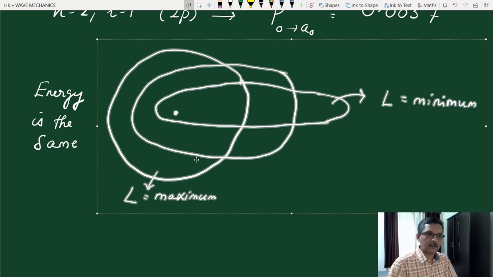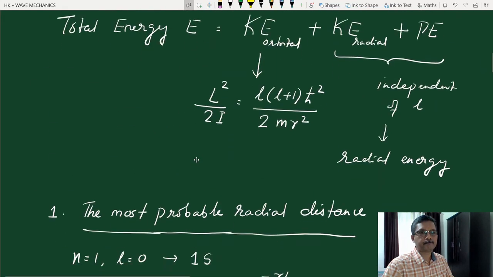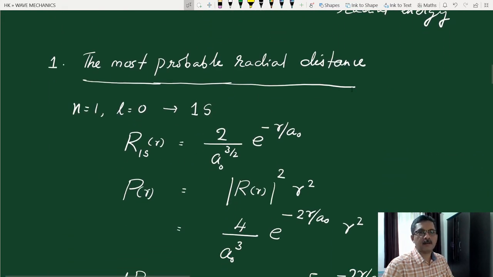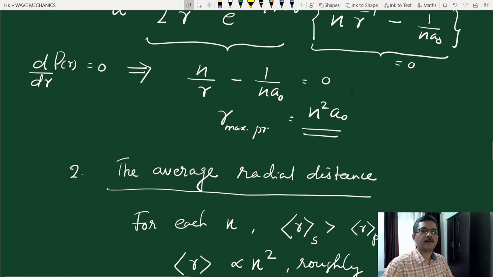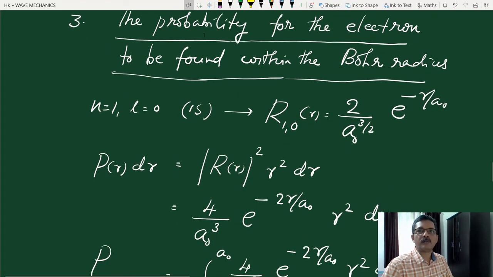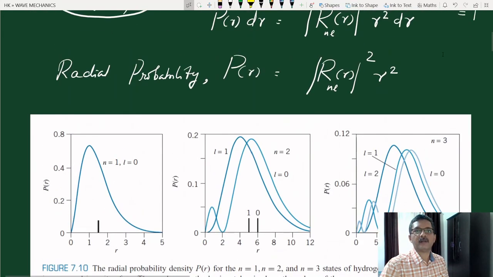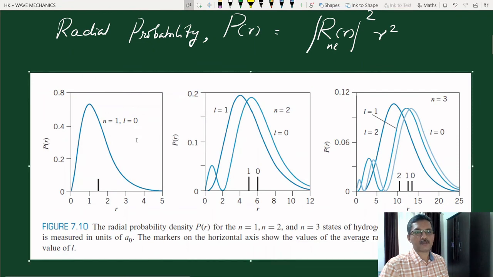So with this we can end the discussion on radial probabilities of the electron around the nucleus. We have considered three features of this radial probability. One is the most probable radial distance. Second is how the average radial distance varies between different angular momentum states, and also how the probability for the electron to be found within the Bohr radius, very close to the nucleus, varies in different angular momentum states. And these three features can be deduced graphically from the plots of the radial probability.